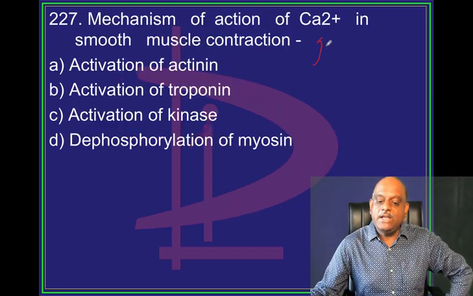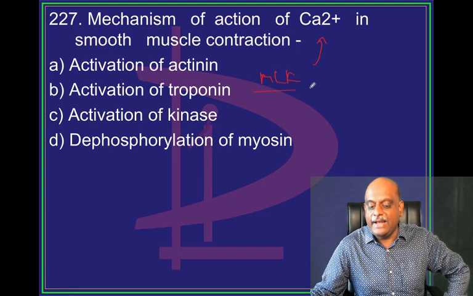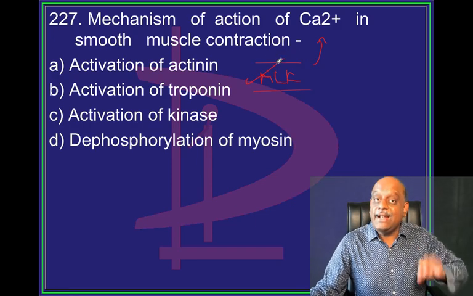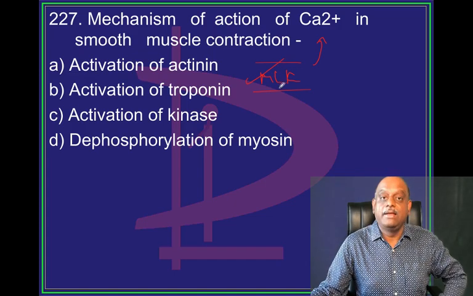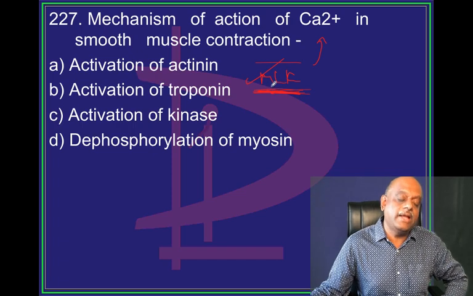How does calcium play a role in smooth muscle contraction? There is a myosin light chain kinase. It will lead to activation of the myosin light chain, by myosin light chain kinase.